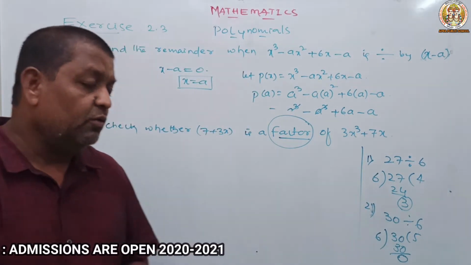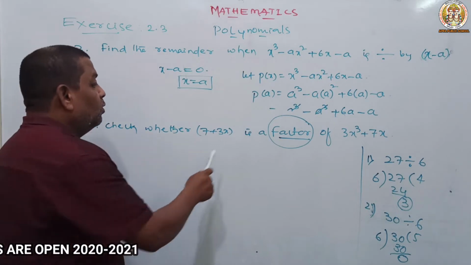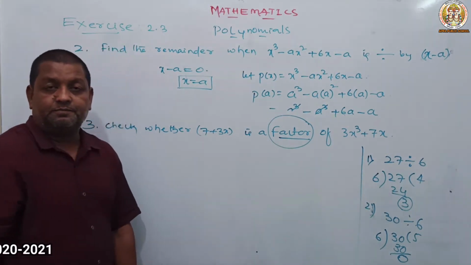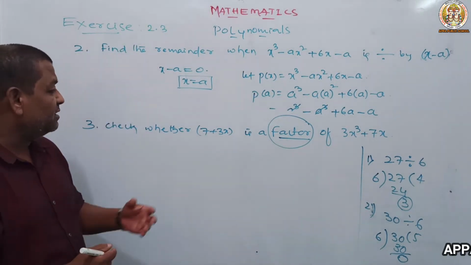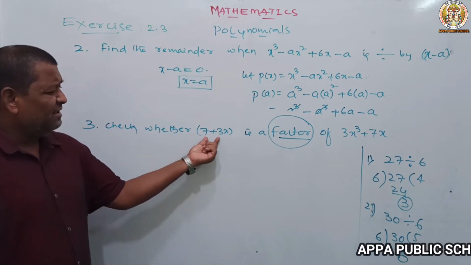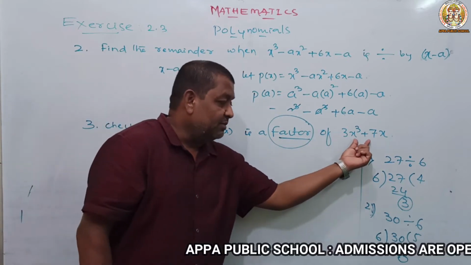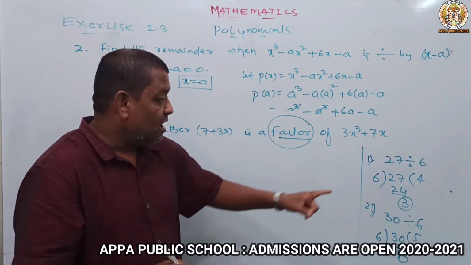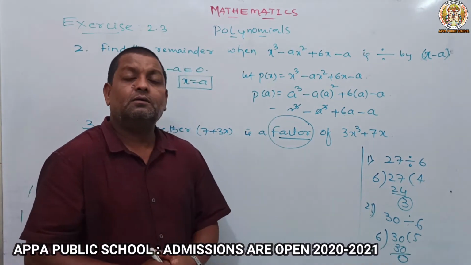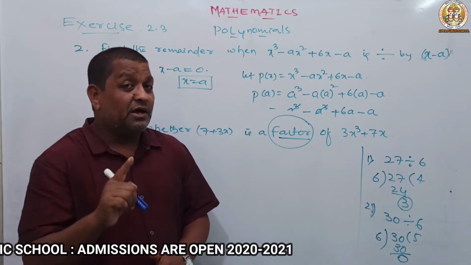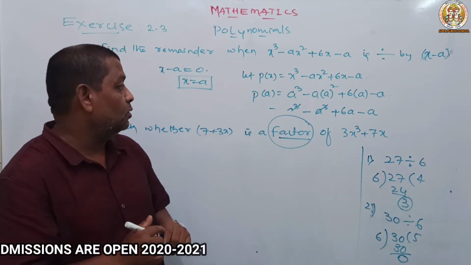So I hope now we understood better what you mean by factor. We need to check whether 7 plus 3x is a factor of that polynomial. It means, according to that example, we need to get remainder 0.